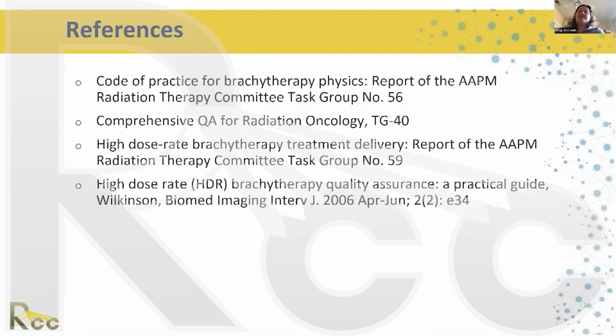As for references, we have two task groups. The Code of Practice for Brachytherapy Physics, task group 56, I mentioned that, has very good tables on when and how often and what you need to QA. Comprehensive QA for radiation oncology also covers HDR afterloaders. Task group 59 goes a little bit more specific in high dose rate brachy delivery. And there's also a paper on high dose rate brachytherapy QA, a very practical guide, and we'll give you the reference here as well.